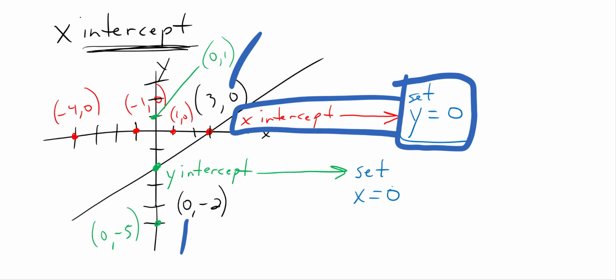You can see it. Look at here, 0, 1, 0, -5, 0, -2. X is always 0. So this is super important. Let's highlight this baby right here.